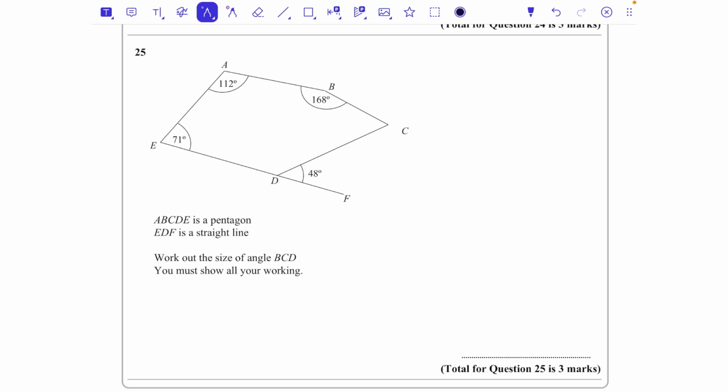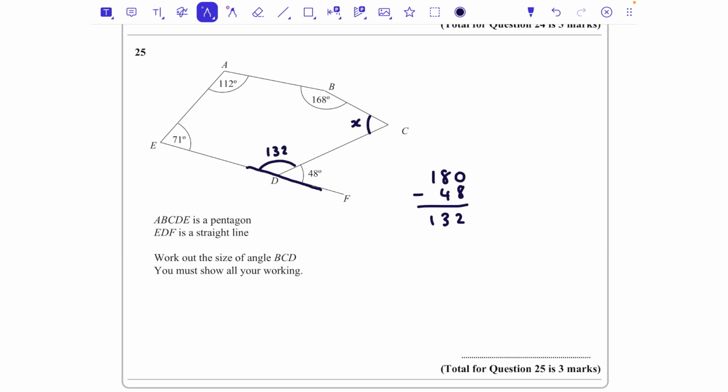Question number 25. ABCDE is a pentagon. EDF is a straight line. Work out the size of angle BCD. You must show all your working. So this angle up here is what they're asking us for. First thing I'm going to do is fill in this angle here, because I know that angles on a straight line add up to 180. So 180 take away 48 is 132. So this angle here must be 132.